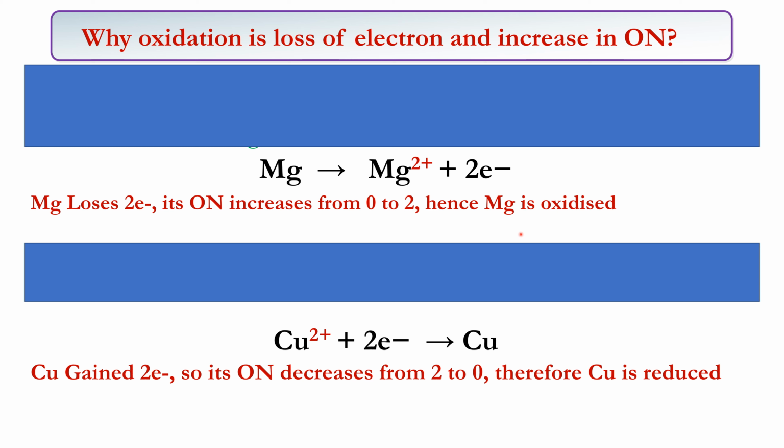On the other hand, for reduction, which is gain of electrons, when an atom gains one or more electrons, its oxidation number decreases. For instance, here, copper has gained 2 electrons and its oxidation number has decreased from +2 to 0. So this is the reason why oxidation is loss of electrons and increase in oxidation number.